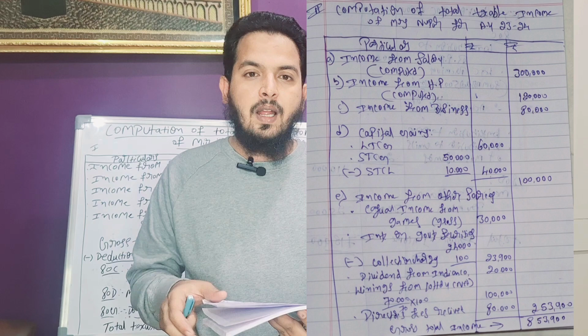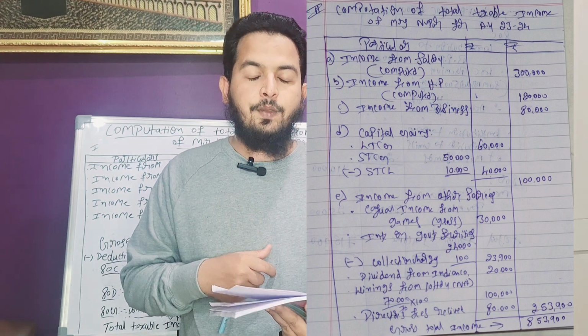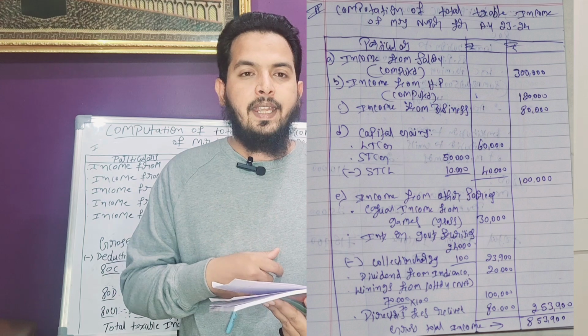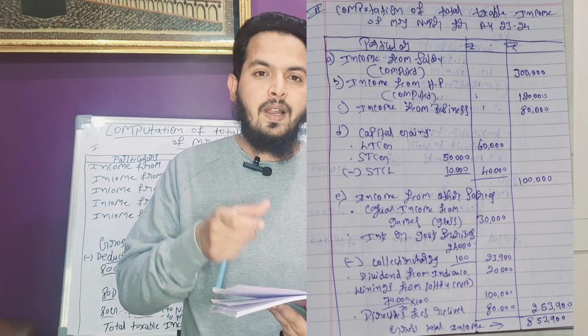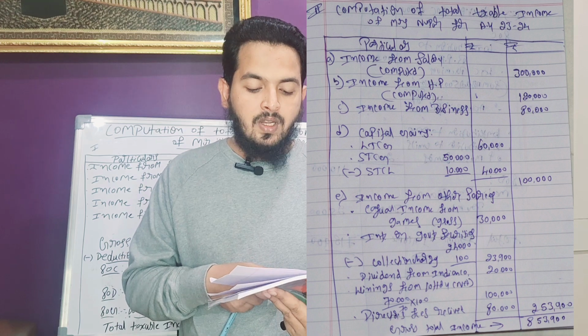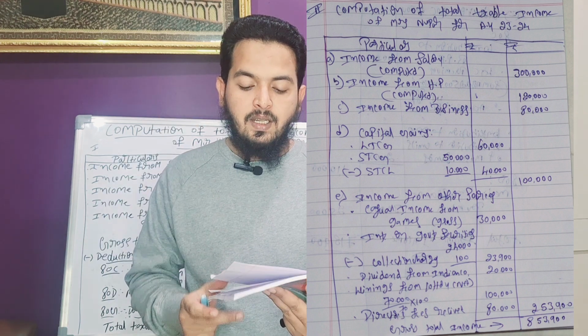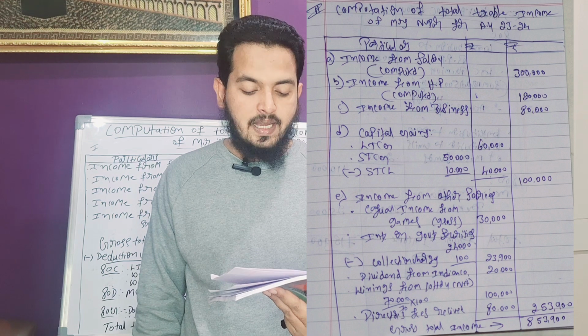If you have a loss from a short term capital asset, you can set it off or adjust it from short term capital gain, and then also from long term capital gain. Say short term capital gain 50,000, short term capital loss rupees 10,000, balance 40,000. 60 plus 40, 1 lakh. Take this to the second column.